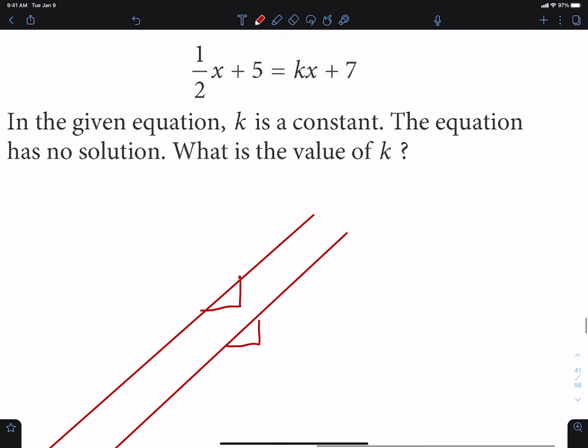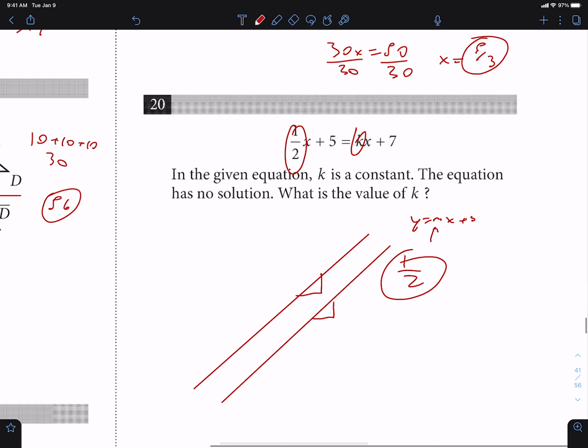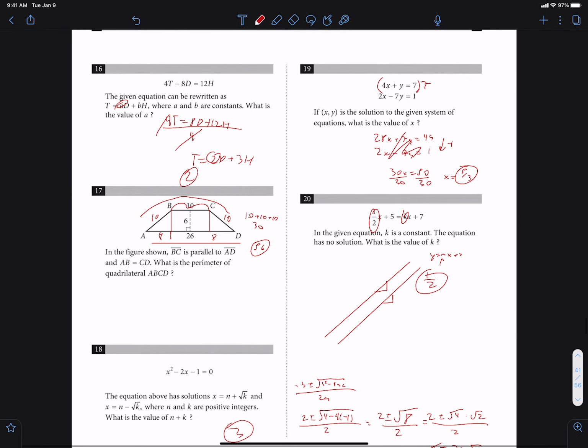So if we know that these two lines have to have the same slope, and y equals mx plus b, where m is the slope, in this case they're using k as the slope, we know the slopes have to be the same. That means 1/2 has to equal k. So your answer is going to be 1/2. And that's it for the no calculator section.